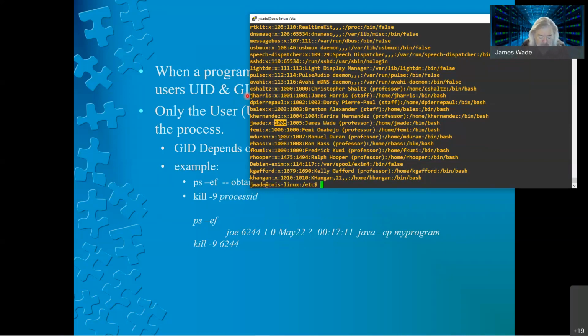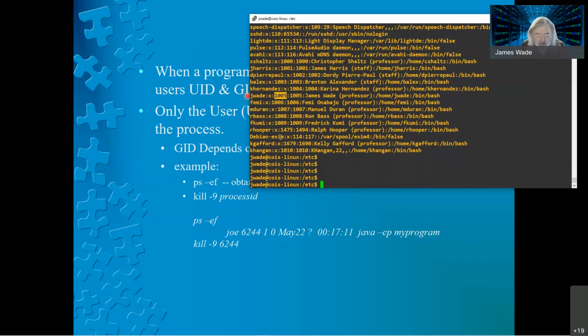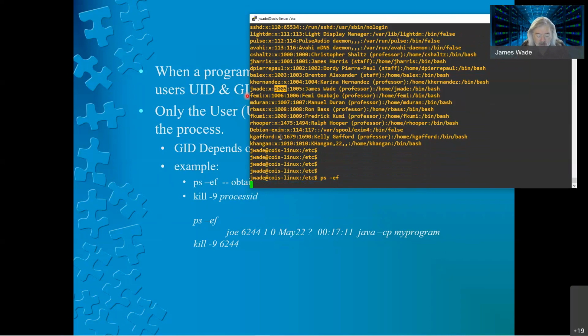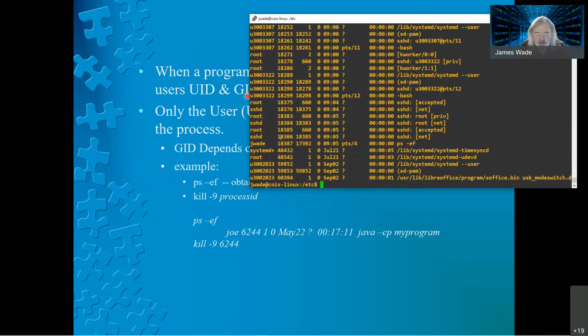But anything that I run, whenever I type in any kind of command, it got a process ID instantly. See, look, here it is right here. J Wade, process ID. This here is the parent process ID, meaning the bash shell that called it. And here's the process ID, and there's my command, ps -ef. And if you look, I'm the owner of that process.